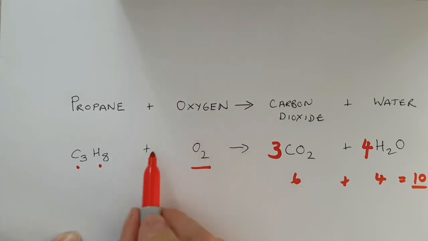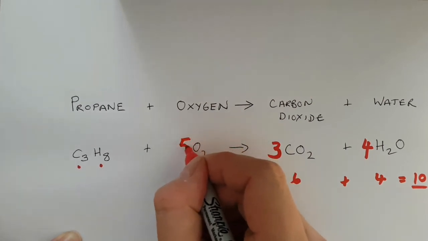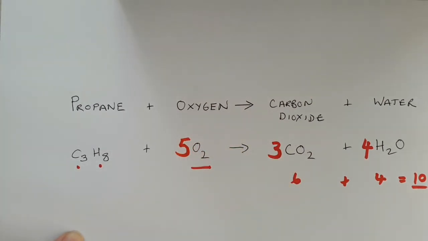To have 10 oxygens, we know each oxygen molecule has 2 oxygens in it. So to get 10 oxygen atoms, we need 5 oxygen molecules. So what this is telling us is 1 molecule of propane reacts with 5 molecules of oxygen to make 3 molecules of carbon dioxide and 4 molecules of water.